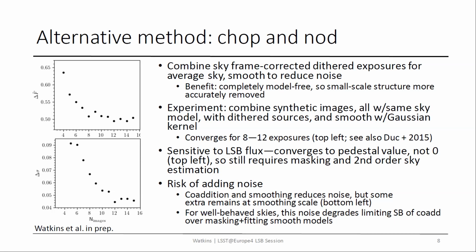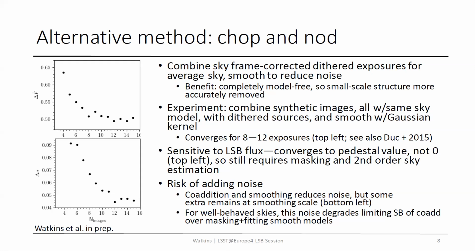But it is sensitive to LSB flux. If this was working perfectly, it would converge to a value of 0. But instead, you see it converges to a value of about 0.5. So it means that there's some kind of low surface brightness pedestal level that's left behind after doing this. So if you do use this method, you still need to do some kind of masking and secondary sky estimation to take that back out.